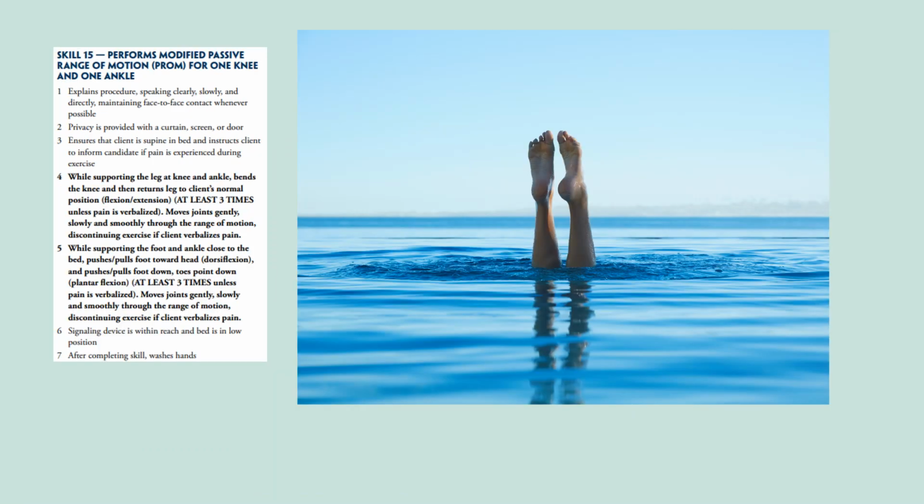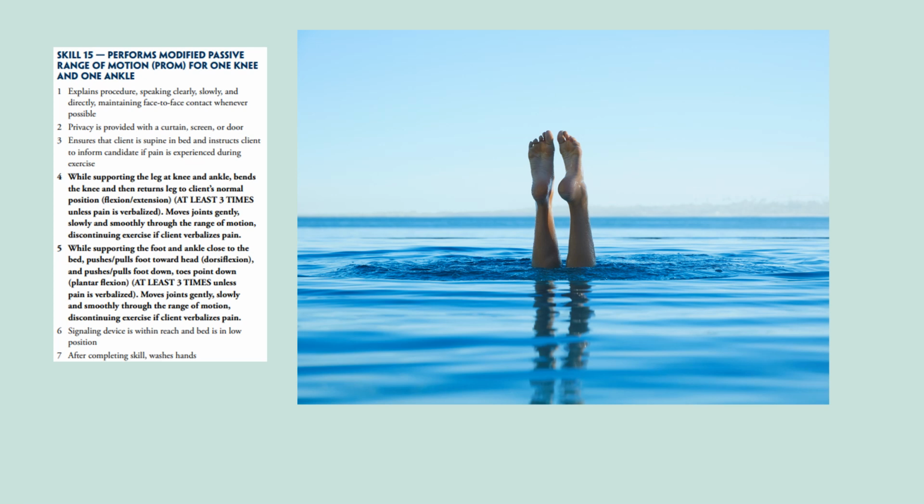Performance modified range of motion for knee and ankle is similar to performance modified range of motion for one shoulder. Both skills require the candidate to interact with the live client and perform the skill with an understanding of how to move the client's body in a safe, pain-free manner by supporting the joints and moving the limb through a predetermined range of motion, focusing on the body part listed.